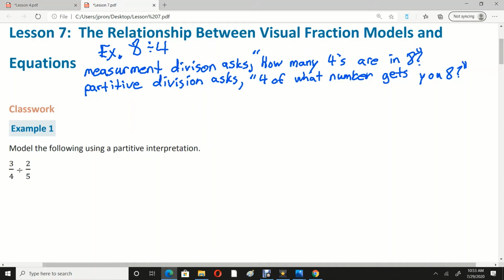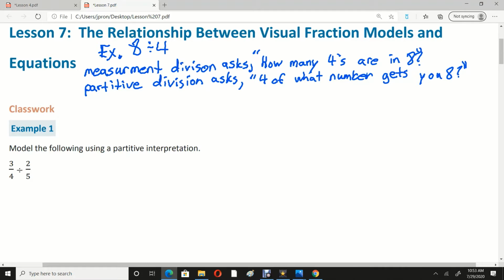All right, sixth grade, welcome back in. In this video, we're going to be looking at Module 2, Lesson 7 in your Eureka workbook. And this week we've been talking about dividing fractions and the different ways of thinking about dividing fractions.